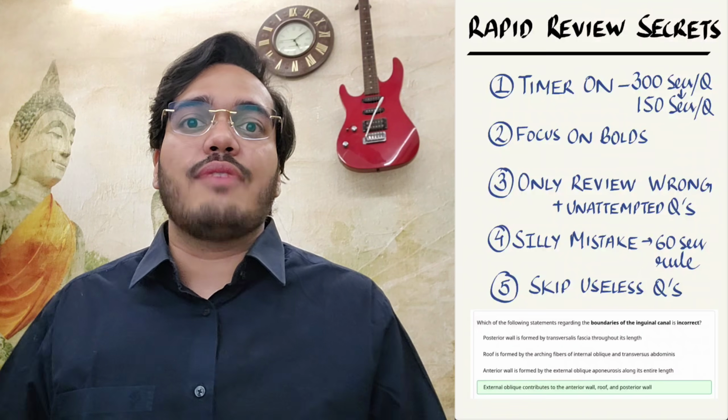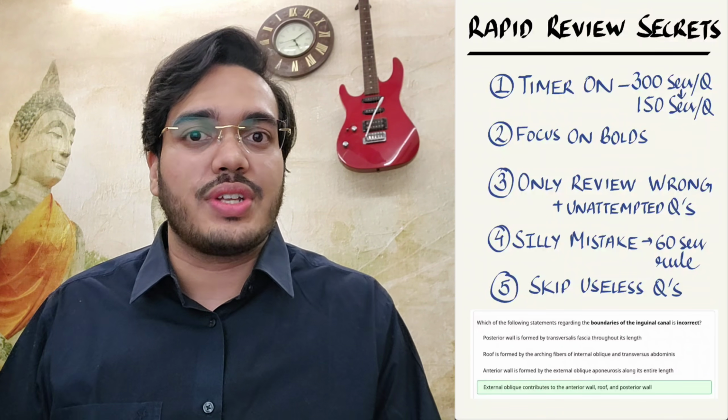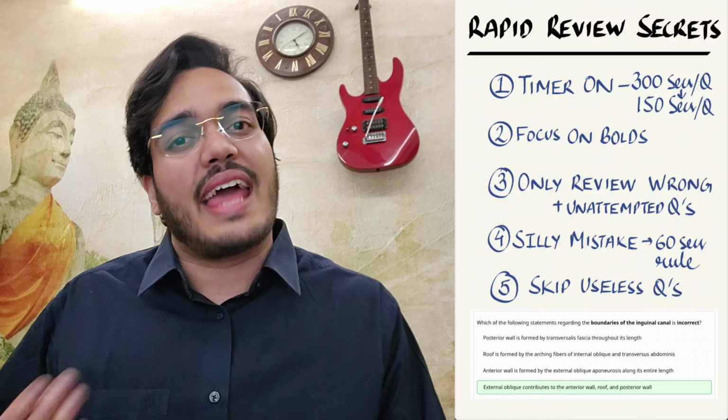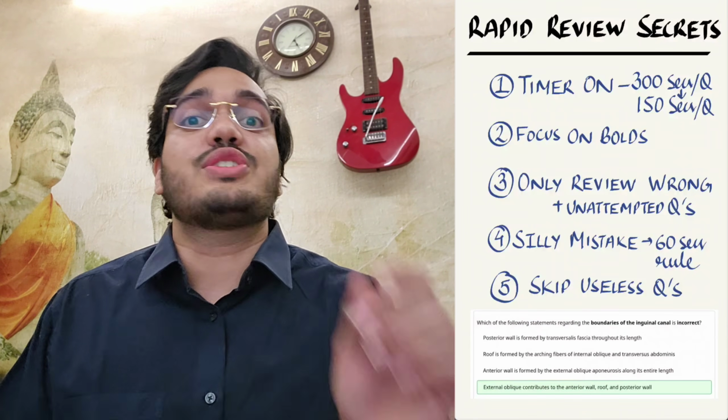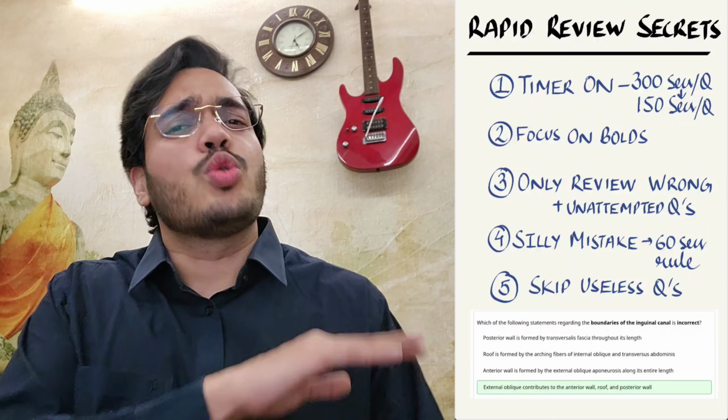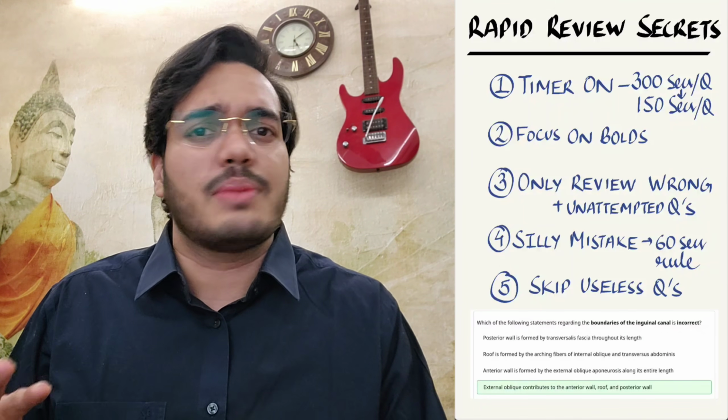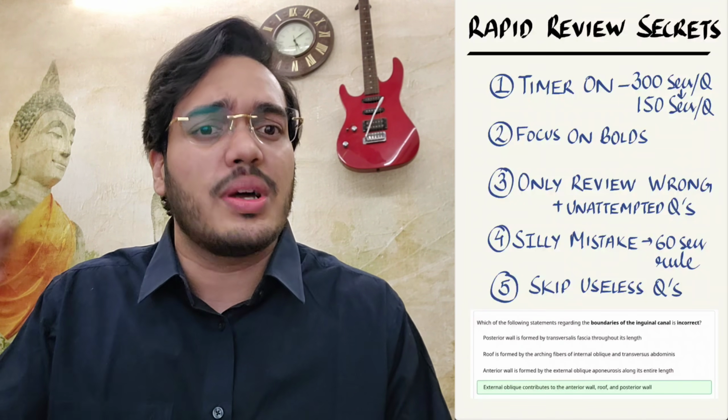Now you know that you have just 3 minutes to review a particular question. It will at times be impossible to review through the entire text of the explanation. So you just focus on the bolds, leave the rest. Don't have the FOMO that you will miss out some important content. That is fine. Just go through the bolds.